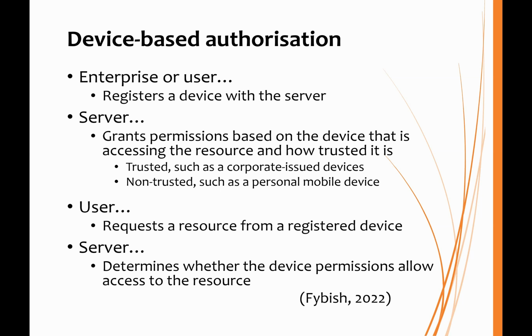With device-based authorization, it is the device itself which has a unique identifier, typically the MAC address, that will identify the device. That device is registered with the server, and then the server will grant permission based on whether that device is trusted. So if a user accesses the system with a trusted device, then permissions will be granted to certain resources and not to others.